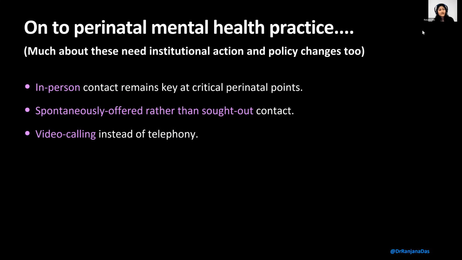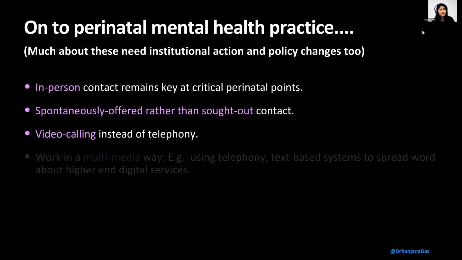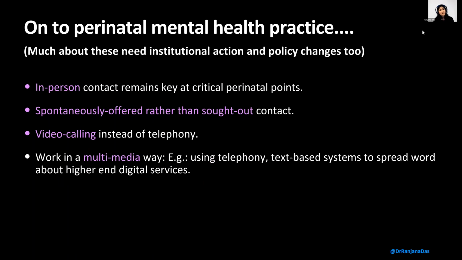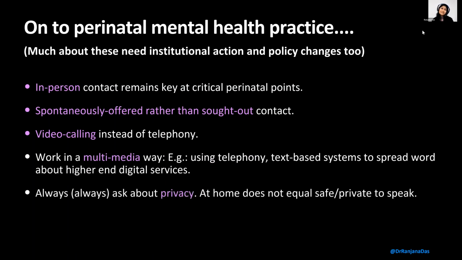Mode matters. Sometimes video calls are more important than telephone calls, but sometimes people don't have the bandwidth for video calls. So really paying attention to what works for whom. And to work in a multimedia way. Sometimes telephony and text-based systems will work more than videos. So we mustn't assume things.